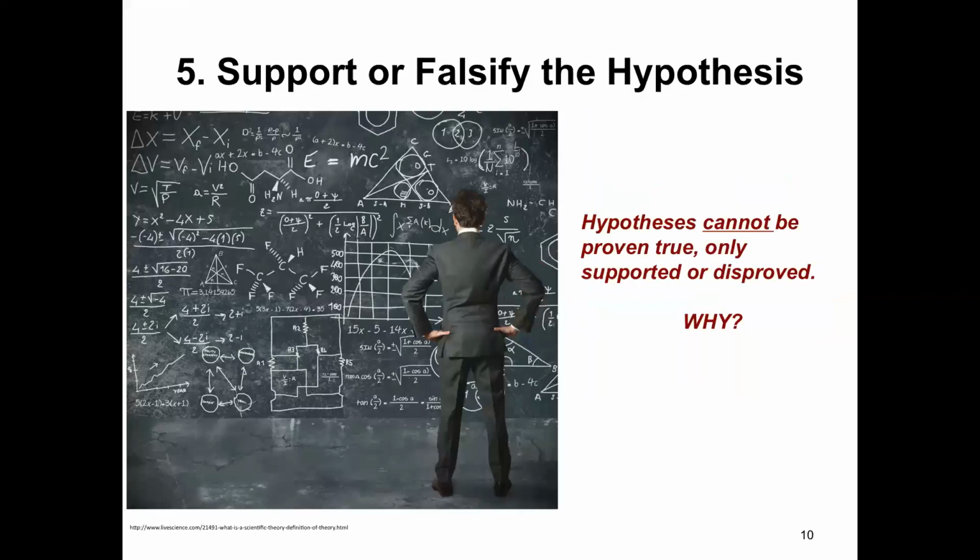Now, the last thing is, have you supported or falsified your hypothesis? You can't prove your hypothesis true. Okay, and this is why. Because even if your experiment agrees with what you hypothesized, it's only within the parameters of the experiment that you've just run. So the reason I chose plant growth and water is because we all know that you can overwater your plants.